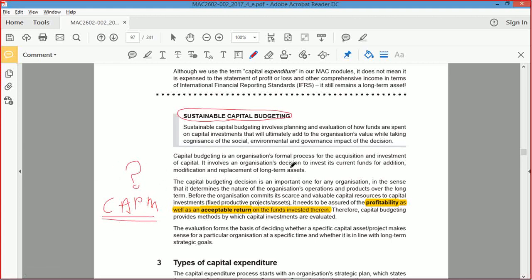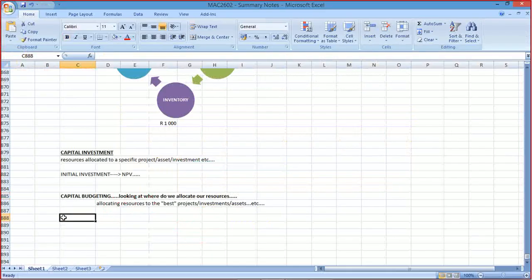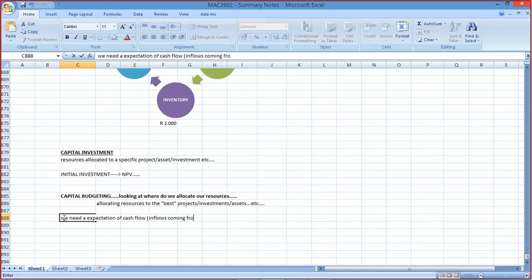Here they're talking about capital budgeting in terms of allocating resources to different projects, and we need to be assured of the profitability as well as the acceptable return. Meaning, we need an expectation of cash flow, inflows coming from the project, investment, assets, etc. So that's what you're going to be looking at doing.